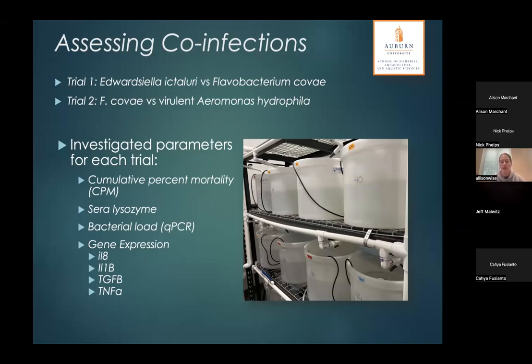So I looked at cumulative percent mortality, so I can make comparisons between mortality in the co-infected groups versus single infected groups. I also looked at an array of immunological assays, looking at serum lysozyme present in the different co-infection groups, and then bacterial load along with gene expression, looking at 3 different pro-inflammatory cytokines and 1 immunosuppressant gene.